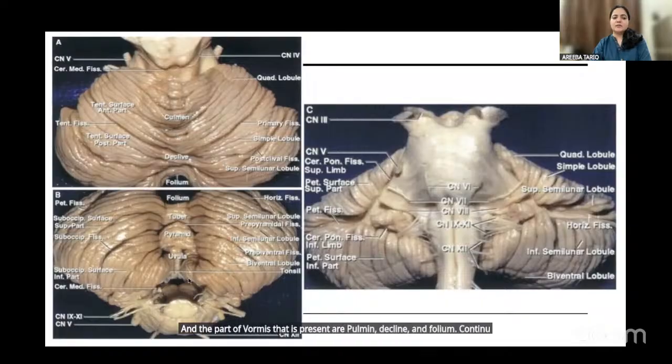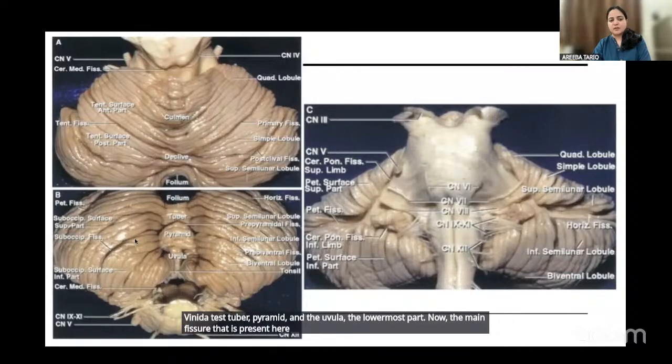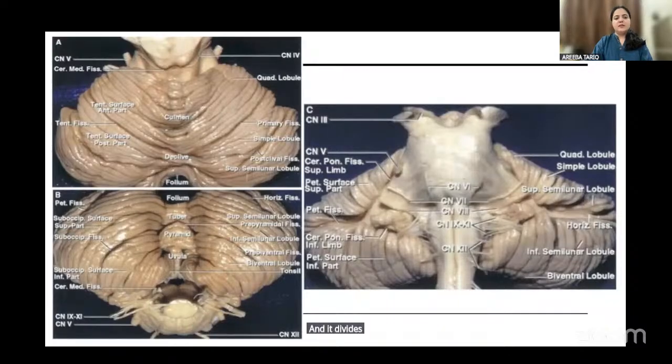Continuing on the suboccipital surface, the folium is there in the midline. Beneath it is tuber, pyramid, and the uvula, the lowermost part. Now, the main fissure that is present here on this surface is suboccipital fissure, as the name suggests, because it is suboccipital surface of the cerebellum, and it divides this cerebellum into a superior part and an inferior part.